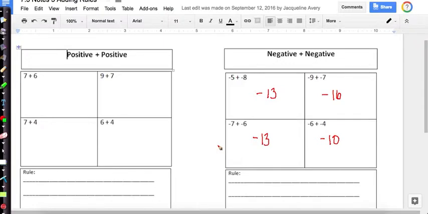So once again, the rule is what? Add. But this time the answer is not going to be positive. It's going to be what? Negative. So add. Write this down and keep the answer negative.